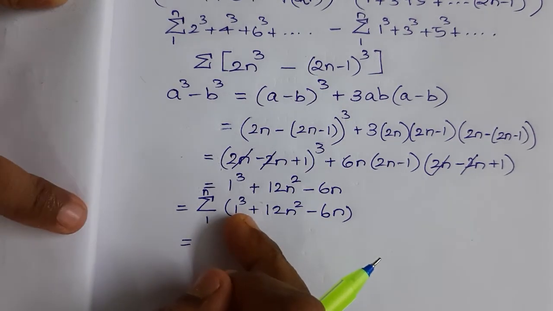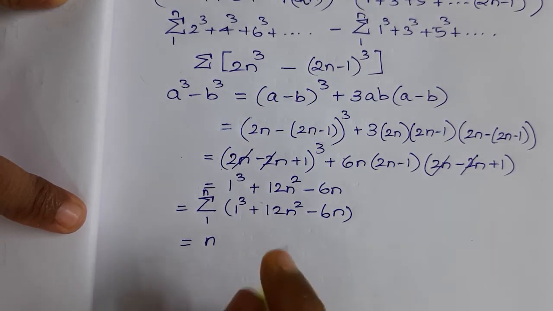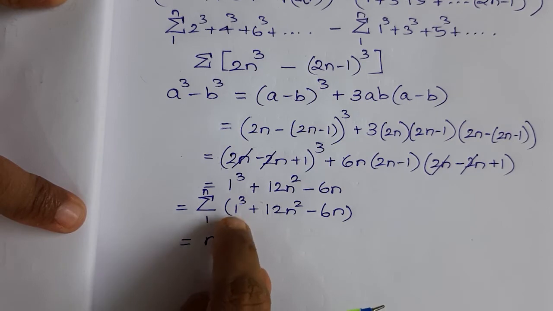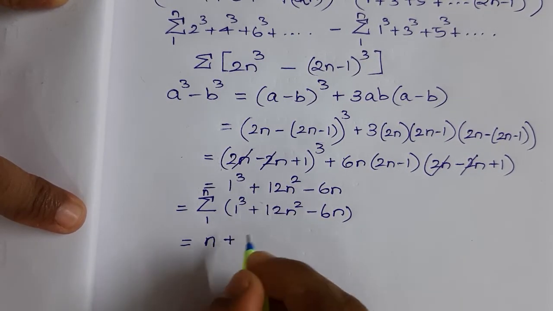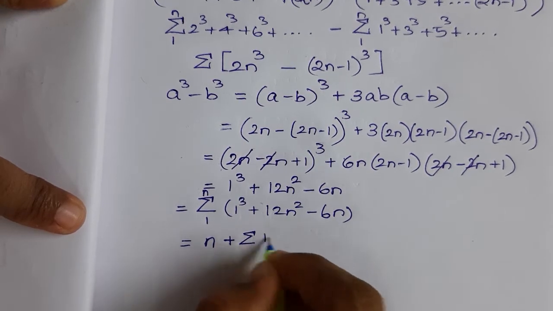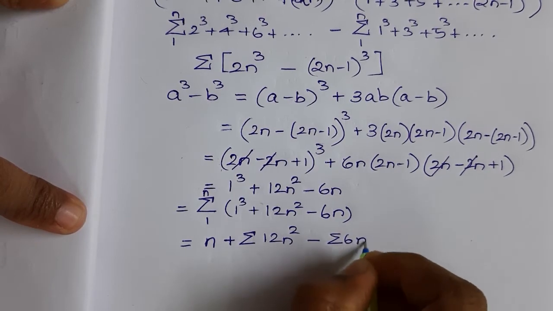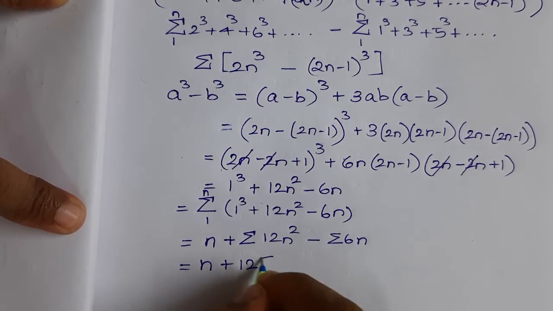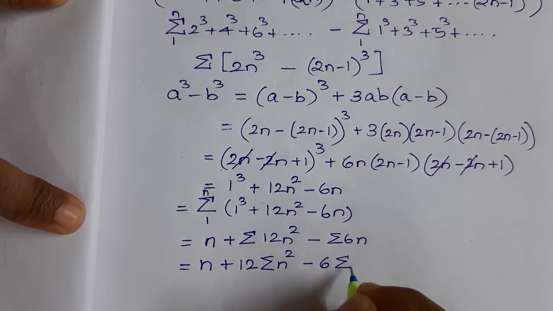So 1 cube n times is nothing but n. When you multiply 1 till n times, it is nothing but n. Plus summation of 12n squared minus summation of 6n. 12 is a constant, so we'll remove that outside. Then you'll get summation of n squared, minus the same way, 6 is a constant, we'll remove outside, summation of n.